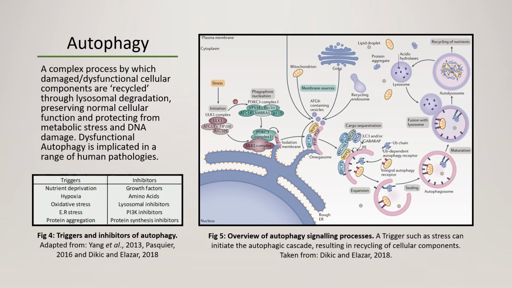So, looking more closely at one of the cellular processes thought to be dysregulated in a range of human conditions, including AD, we see that autophagy under normal physiological conditions functions to recycle damaged or dysfunctional cellular components, maintaining normal cellular function. There are a range of triggers and a range of inhibitors. We see that it's clearly quite a complex process. So a trigger such as stress can initiate the autophagic cascade, which results in recycling of cellular components, preventing the cell from incurring too much damage.